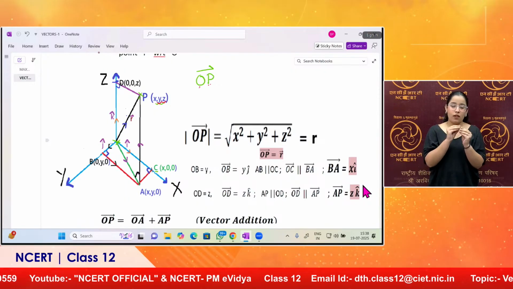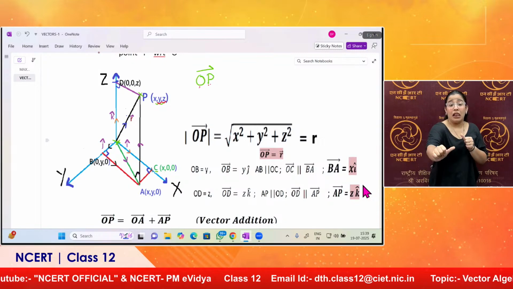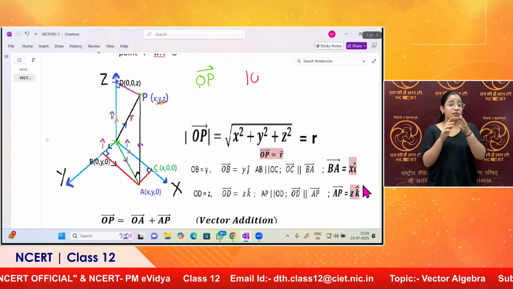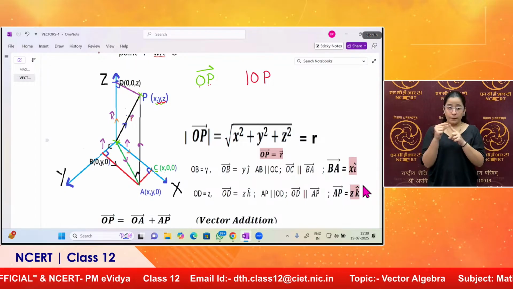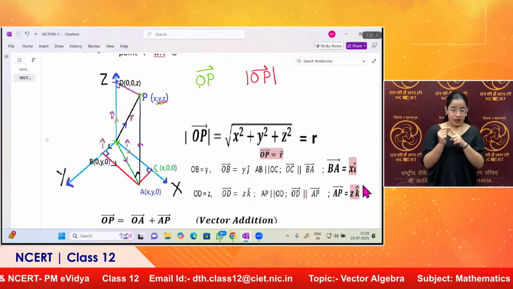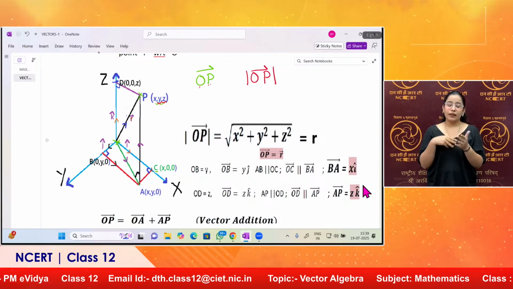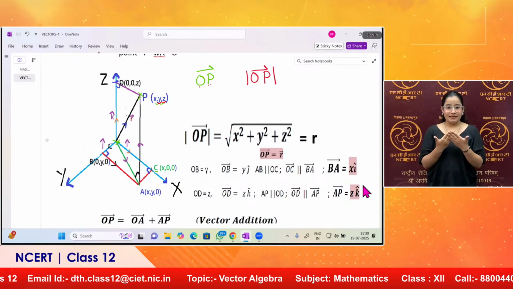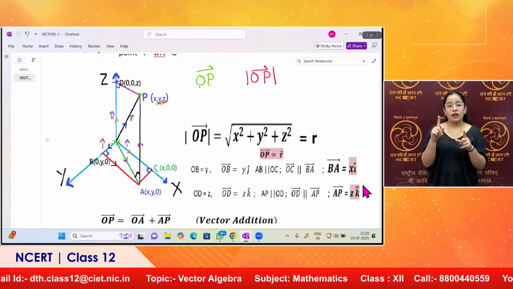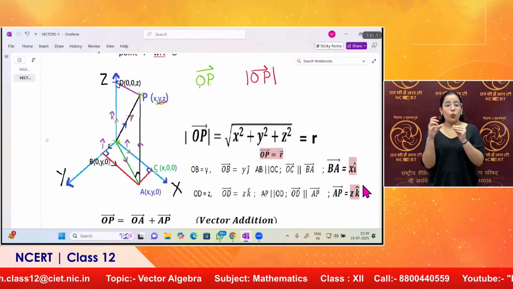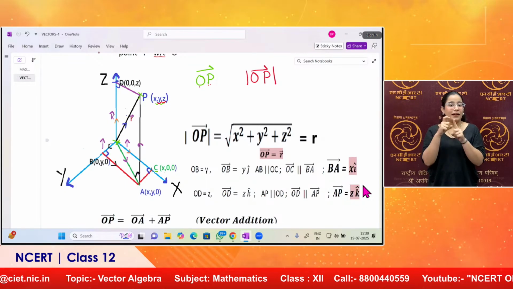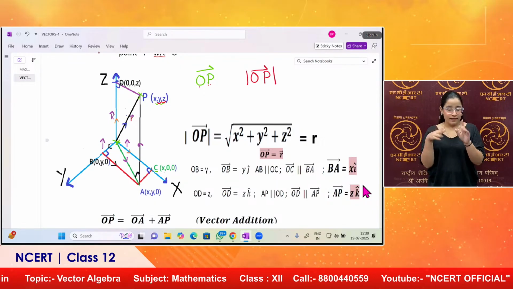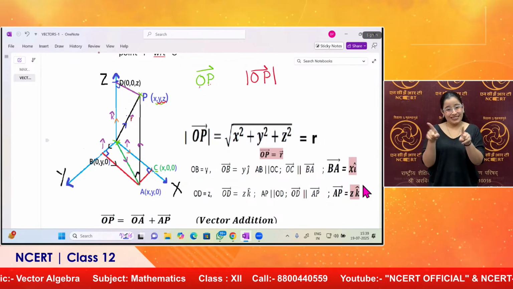तो अब इसका लेंथ क्या होगा? What will its length be? Length will be represented as OP, magnitude of OP, vertical bracket. So that's the magnitude. अब बच्चों recollect करो, it is looking, that is P actually is a vertex of a cuboid. So OP is one of its diagonal. तो opposite diagonal का length क्या होता है? Under root of x square, length square plus breadth square plus height square.